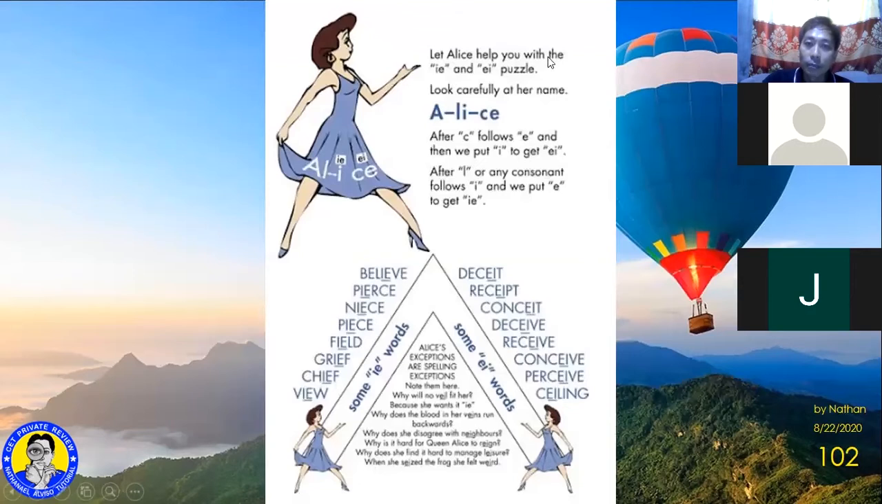There you go. Let Alice help you with the IE and EI puzzle. Look carefully at her name, Alice. After C follows E, and then we put I to get EI. After I or any consonant follow I, and we put E to get EI. What? No, I got confused. I will stick to my mnemonics.